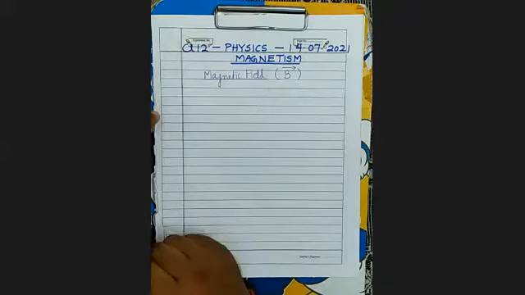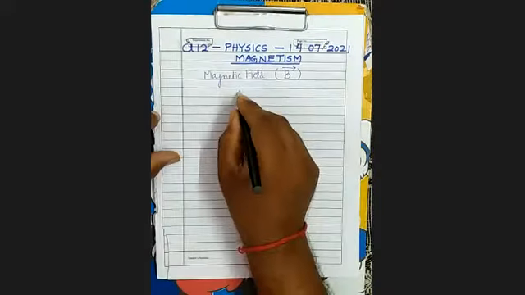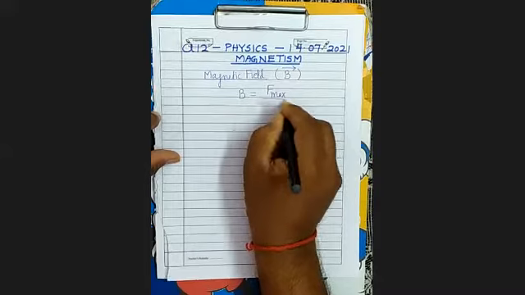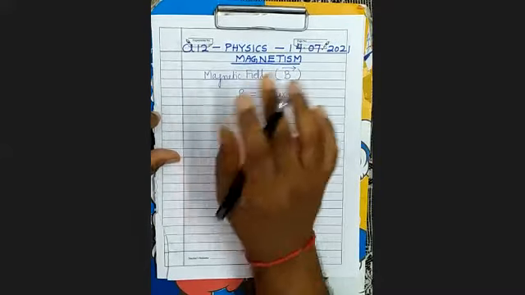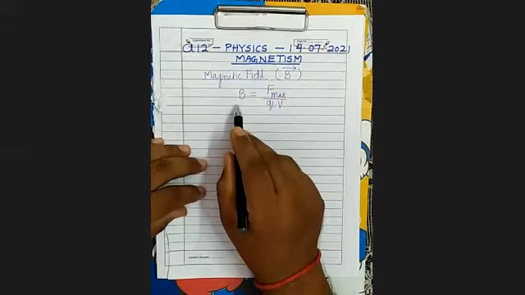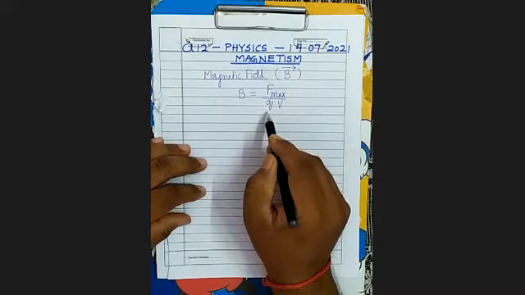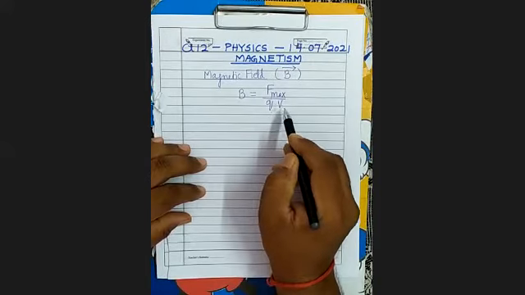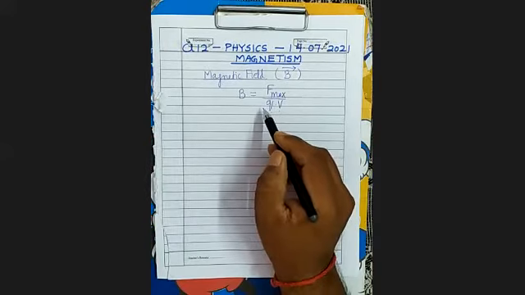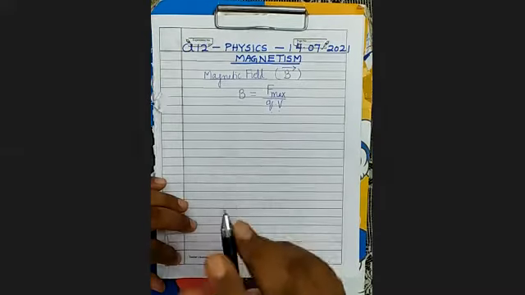It's clear. And how will you numerically describe it? Numerically, B equals F max upon Q into V. All these things I have explained yesterday. So magnetic field is numerically equal to the maximum force experienced by unit positive charge when it moves with a unit velocity in a direction perpendicular to the direction of magnetic field.